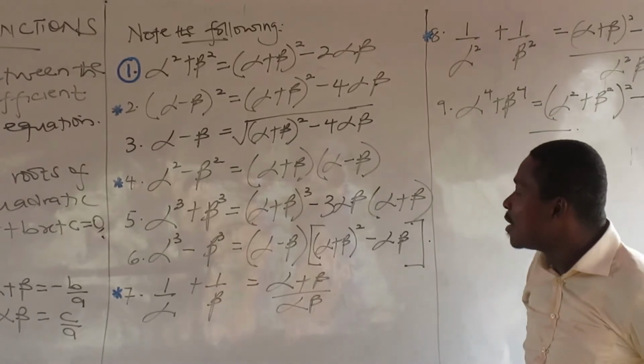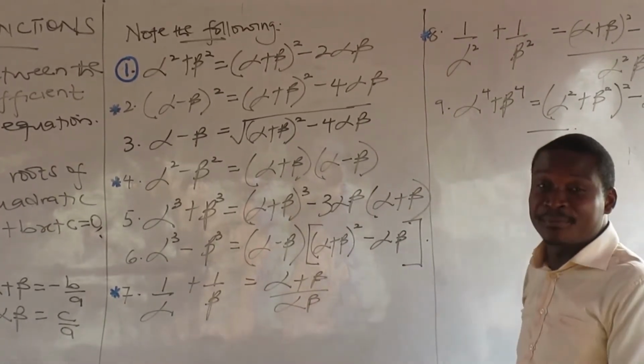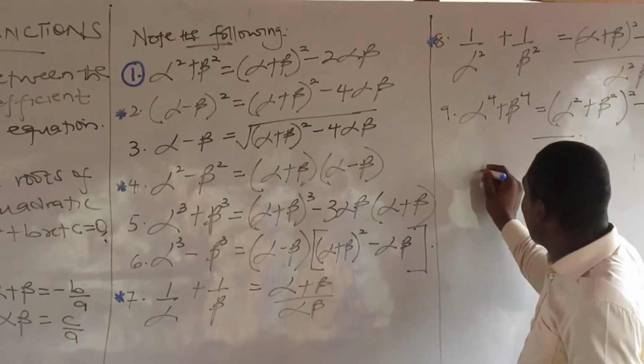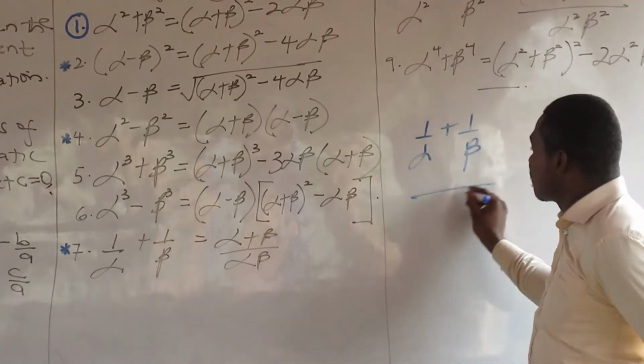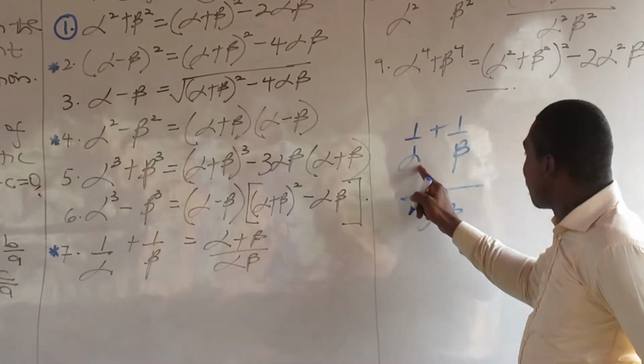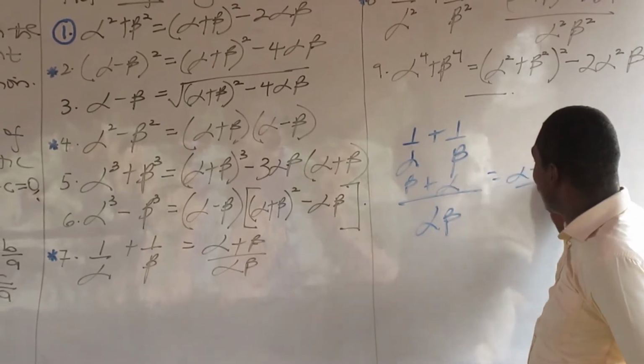Second order, so take note. You can manage the 4. This can also be obtained directly. Let's see. Look at this one. I can have 1 over alpha plus 1 over beta. You see, the LCM was obtained here. This goes here beta, this goes here alpha. That is why I have alpha plus beta over alpha beta.